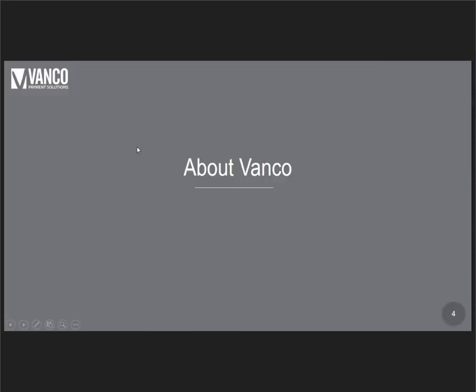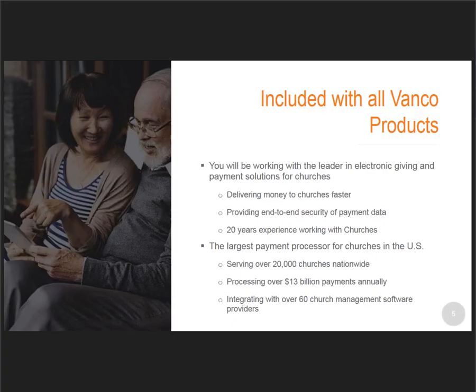So we'll just go through here. First, we'll talk about Vanco in general. All right, so included with all your Vanco products is that you're going to be working with the market leader in e-giving and payment solutions specifically for churches. Vanco has about 20,000 churches that use our products. Most of our products are designed specifically for the church. We deliver money to the churches faster. Usually you get your funds for your donations the day they come out of the donor's bank account or a day or two later.